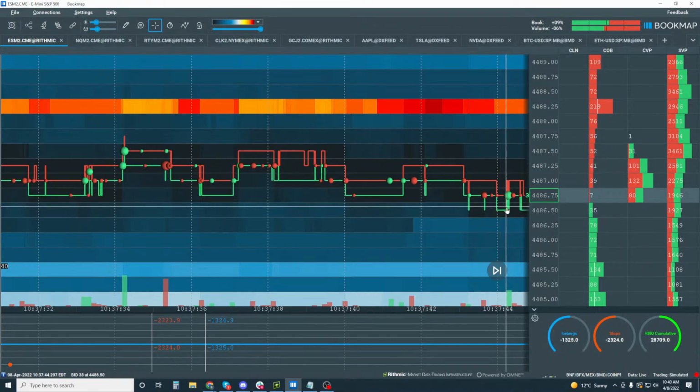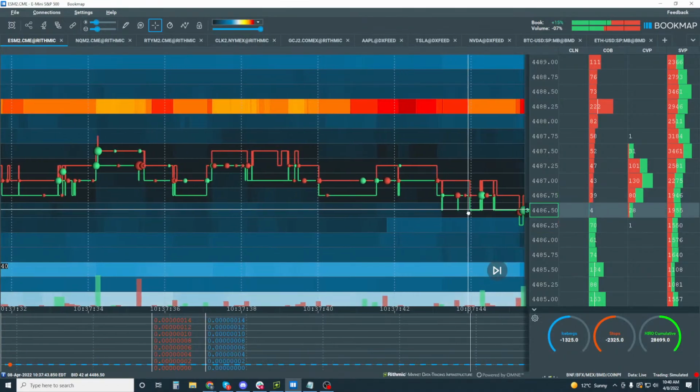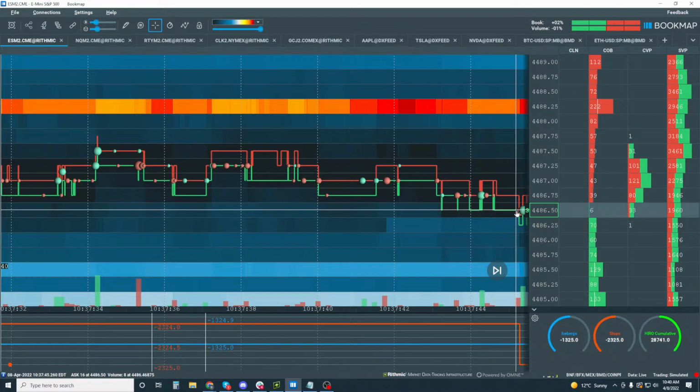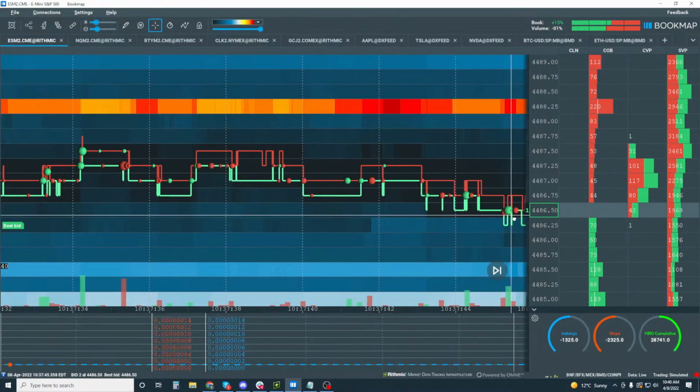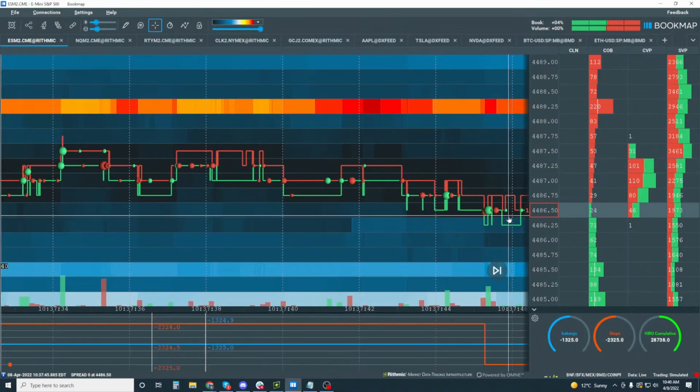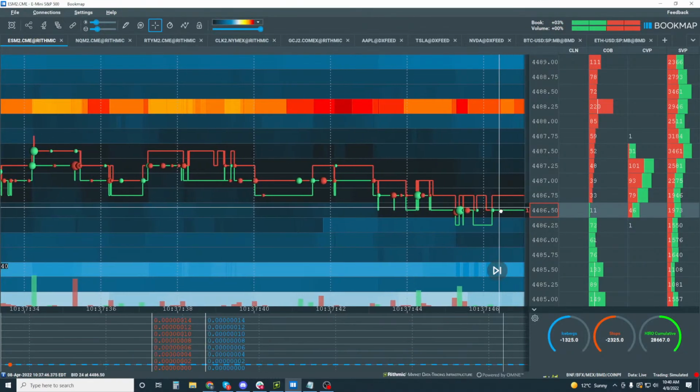But nothing's traded down here yet, and we're looking for it, and there it is. Now we've moved lower. Now do we get sellers in here? Not quite, not quite. Looking for them, looking for them.